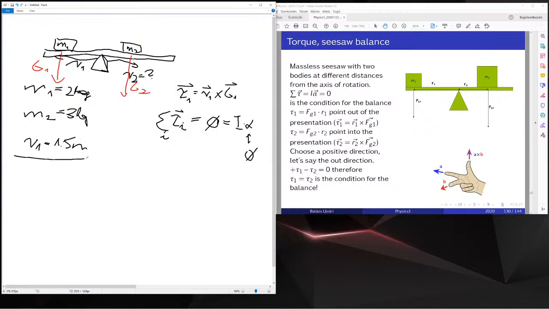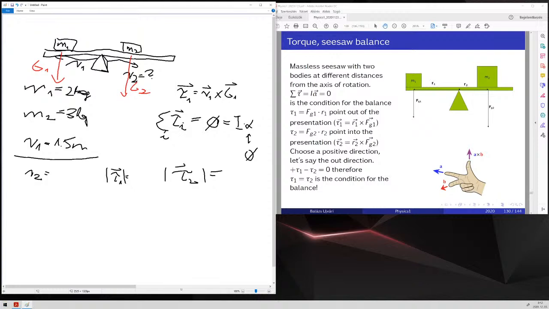Can you answer the question, what is R2? And I also want to see what tau 1 is, only the magnitude, and what tau 2 is, only the magnitude. I will give you, let's see, 3 minutes.